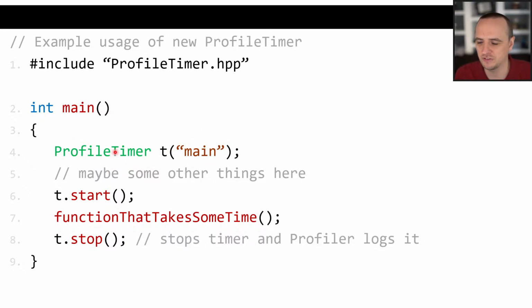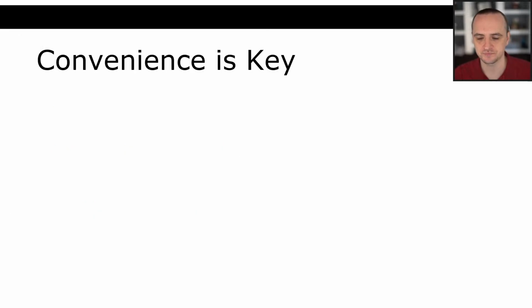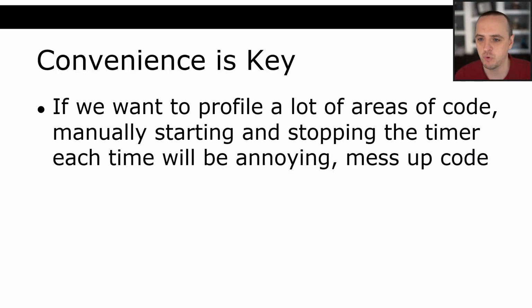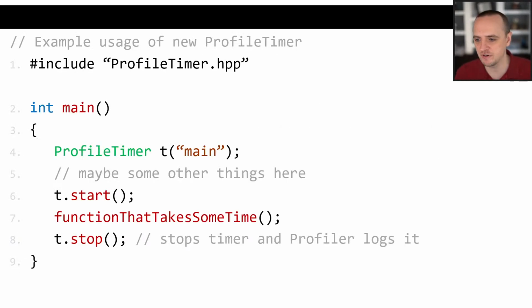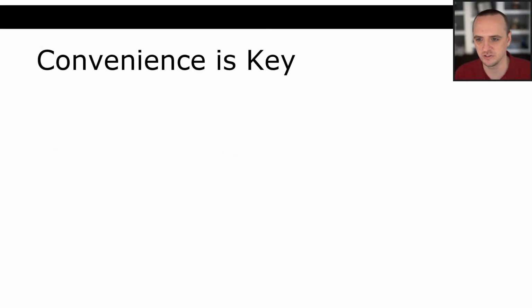But calling the profile timer, giving it a name, saying start, saying stop, it's still super inconvenient, right? It's better than manually using a timer. It's better than manually calling standard chrono, but still it's not at the level of convenience that we want. So convenience here is really key. Convenience and modularity. If we want to profile a lot of areas of code, then manually starting and stopping the timer each time will be super annoying, right? And it'll mess up our code. Imagine if every function that we wanted to profile had to have these 3 lines of code in specific points. Oh my God, that would be super annoying.